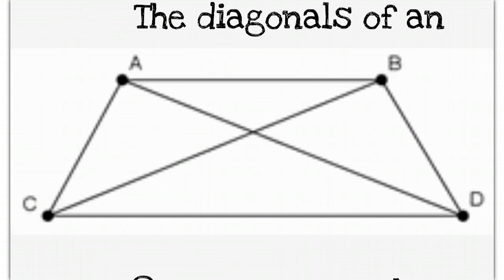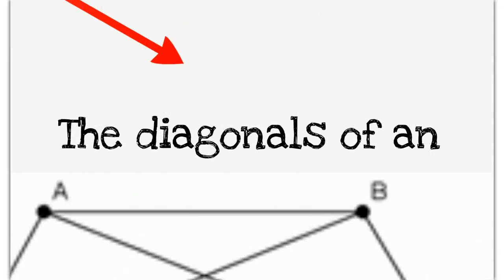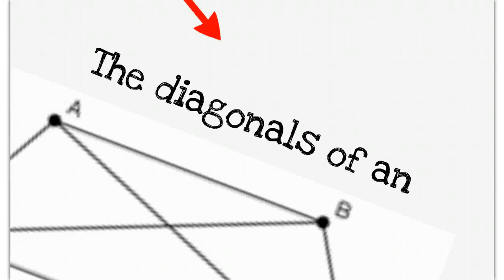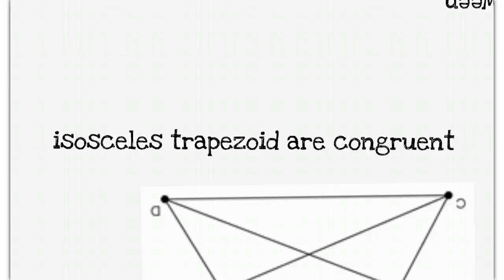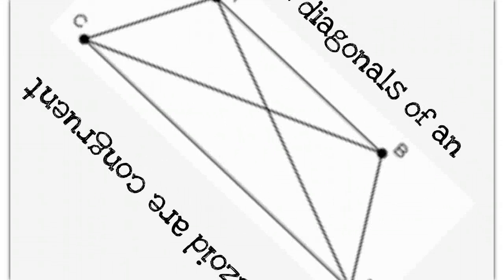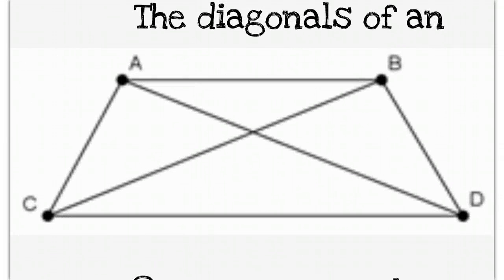Okay, now the next thing we want to study is we want to look at the diagonals of an isosceles trapezoid. And in the diagonals of an isosceles trapezoid, we find out that they are congruent to each other. So the diagonals of an isosceles trapezoid are congruent. So that means that AD is congruent to BC.